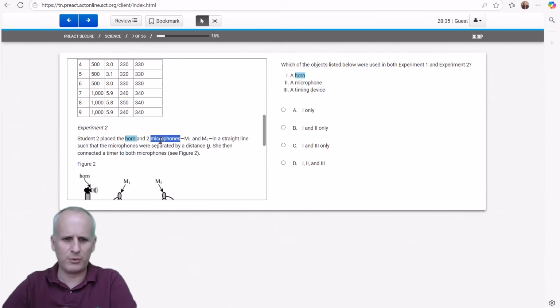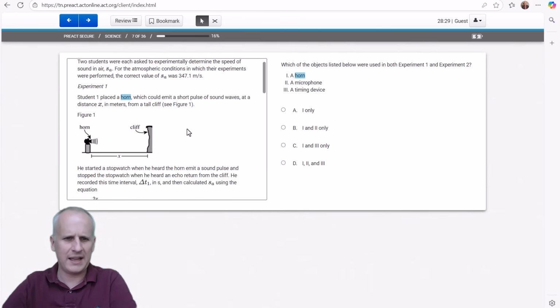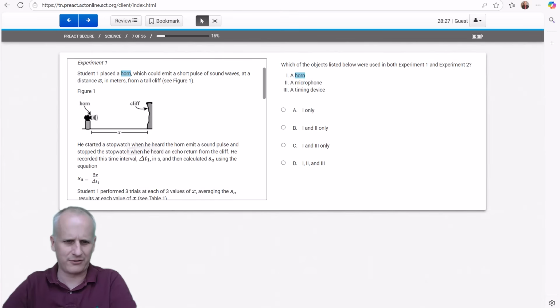Now, experiment 2, when we're down here, we can see that there are 2 microphones in experiment 2. We go up to experiment 1, and we don't have a microphone here in experiment 1. So we know that a microphone is not in both experiments. We'll put that in our little red or pink, and now we can eliminate anything that has a microphone in it. So there go choices B and D.